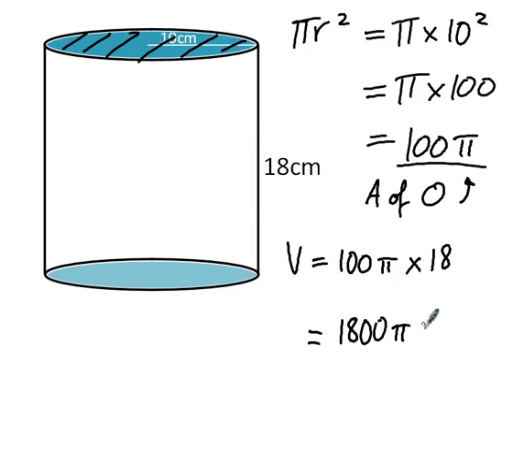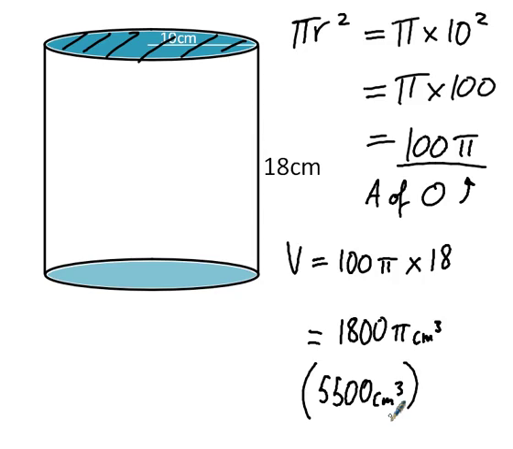If I wanted to multiply it out, I'd be better off using a scientific calculator that has a more accurate figure for pi, and then I can round it to a sensible degree of accuracy. But that's 1,800 pi cubic centimeters. Okay, which is going to be roughly 5,500 cubic centimeters. Not perfect, but roughly, let's say.